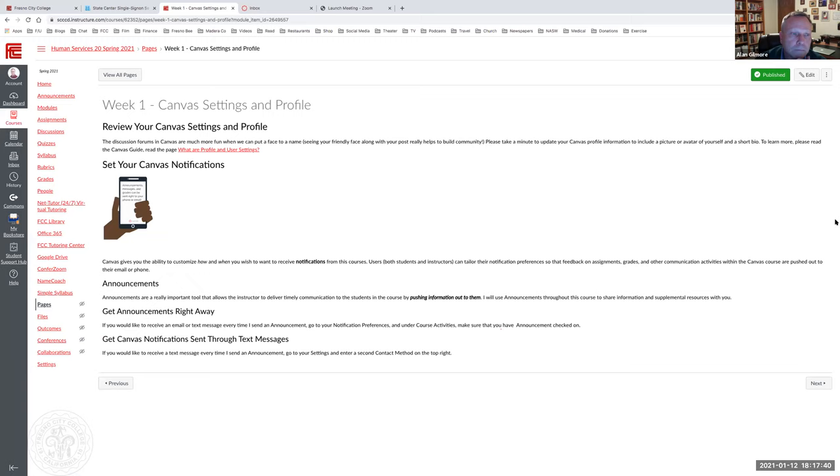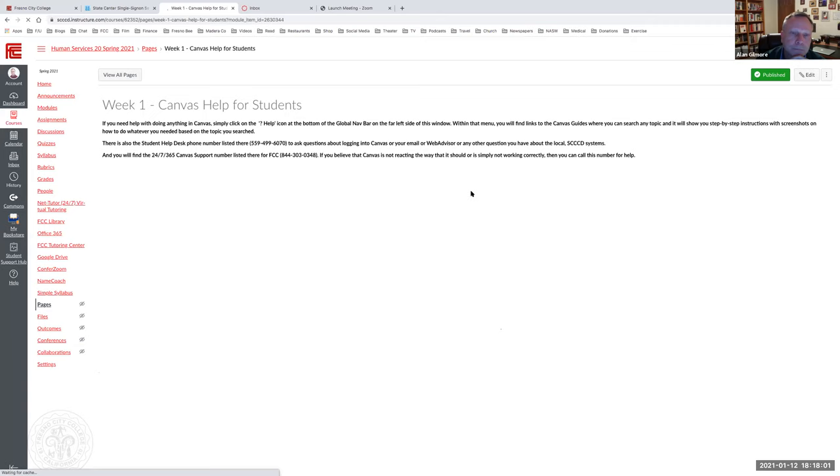This is, again, the guidance in terms of setting your Canvas notifications. So depending on how you want to receive anything that I send as an announcement or any information from Canvas, you can use this information to go ahead and get yourself set up. And Canvas help for students. Here's the student help desk phone number and also the 24/7 Canvas support number for Fresno City College right here as well.